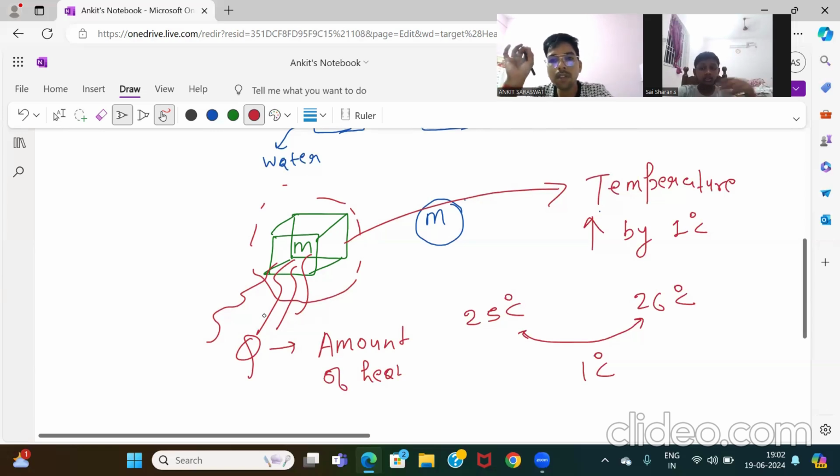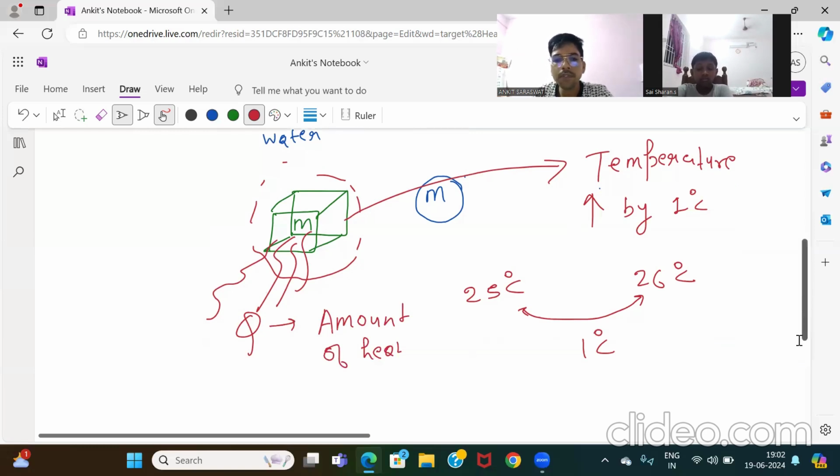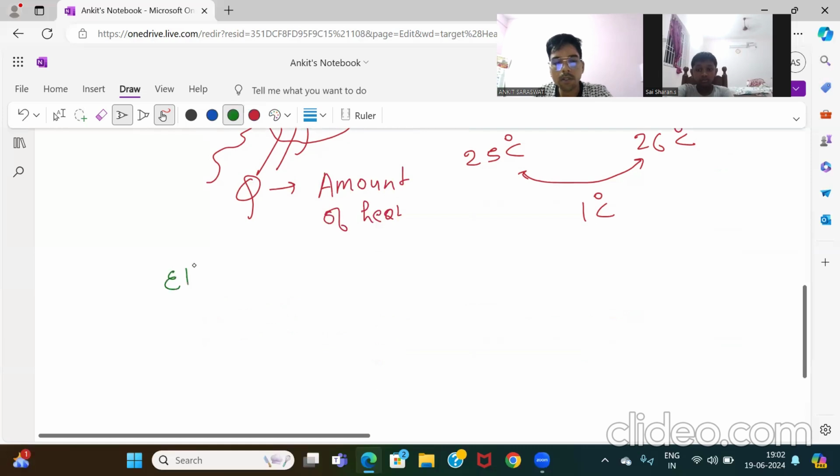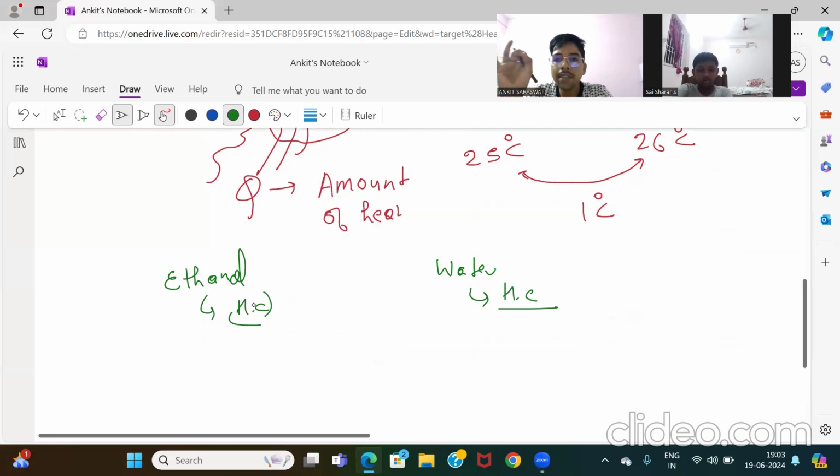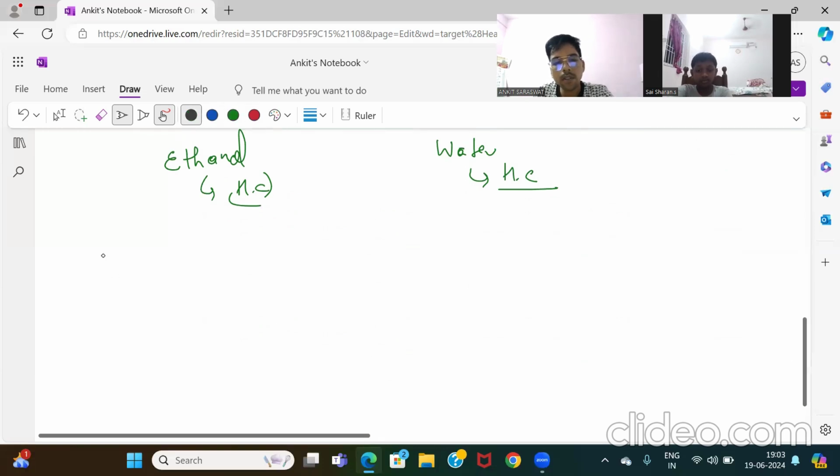If you take water, if you take ethanol, every substance, every material is having different heat capacity. For example, if you take ethanol and if you take water, then water has a different heat capacity, ethanol is having a different heat capacity. So to avoid that confusion, we are using a term that is specific heat capacity.